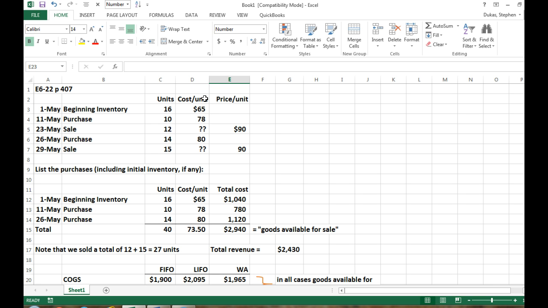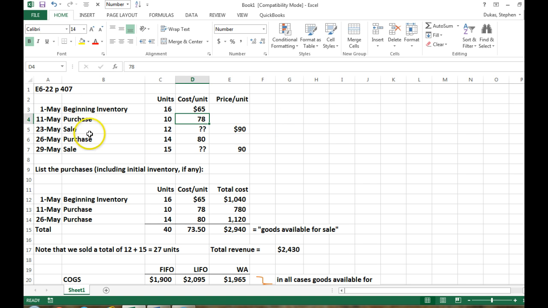This is important because what we're trying to find in this problem is the cost of goods sold. That's one of the primary things we're interested in. Students often get confused between prices, like this sale of 12 units for $90 price, versus the purchase of 10 units on May 11th for $78 cost.